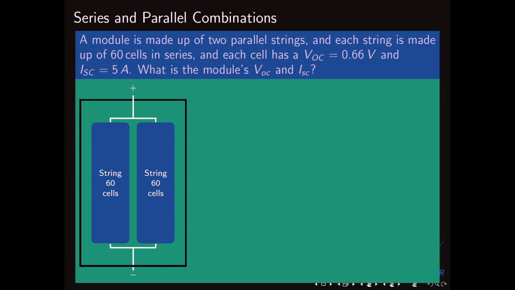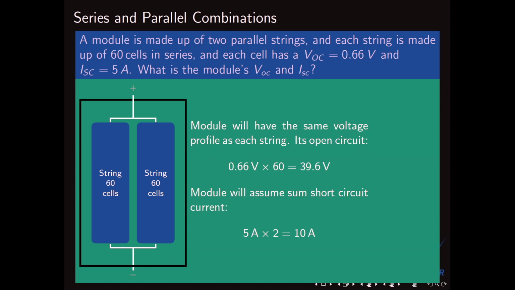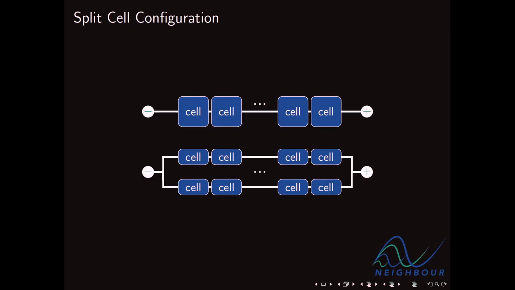To find the open circuit voltage of the module, we have to find the open circuit voltage of either string, which is simply found by multiplying the open circuit voltage of each series connected cell with the number of cells we have in series, which yields about 40 volts. And for the short circuit current, we add the short circuit current capacity of all strings that we have in parallel, which yields 10 amps. And you may have noticed these are the nominal values for any 60 cell module, whether it's a single string or a split cell. So let's talk more about the configuration of the split cell.